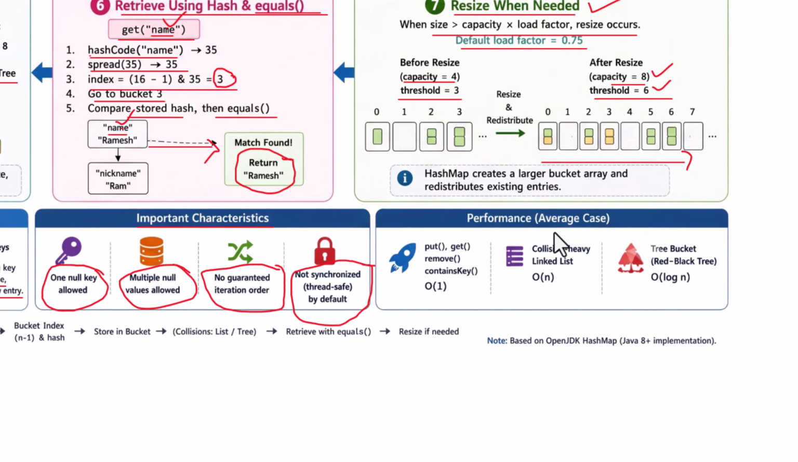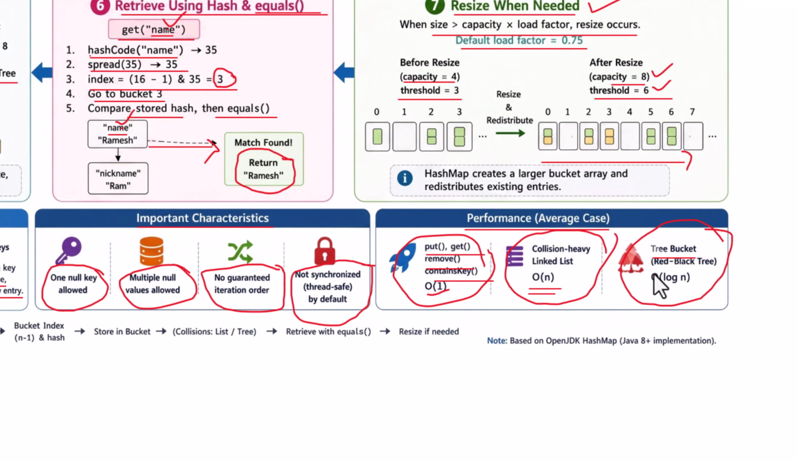Now let's understand the performance. In the average case, operations such as put, get, remove and contains key are expected to take constant time, written as O of 1 when hashes are distributed properly. If one bucket becomes a long linked list because of many collisions, lookup inside that bucket may take O of n time. If the bucket has been converted into a red-black tree, lookup can improve to O of log n.